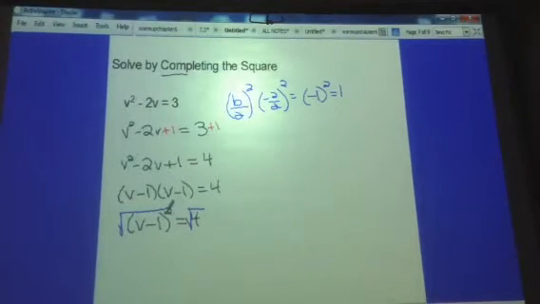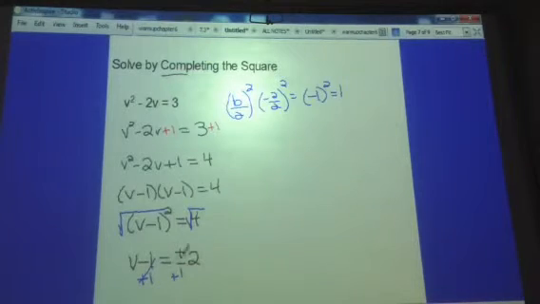The square root and the power cancel, and I get v minus 1 equals, when I go to take the square root of 4, I need to write a plus or a minus, and the square root of 4 is just 2. Now I'm almost done. I need to get v by itself, so I'm going to add 1.